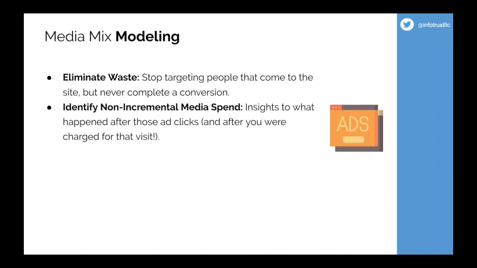The next one is identifying non-incremental media spend. So you actually get insights into what happened after those ads are clicked and after you were charged for that visit. With a lot of the integrations with the other Google Marketing Platform products like Display and Video 360, you actually have the ability to pull in data to show people that have viewed your ad, haven't clicked on it, and you can tie that back into the actual behavior on your website. So view-through, click-through, all of these journeys, once you connect your Google Marketing Platform products, you can then see that and make better decisions on your targeting and media mix modeling.